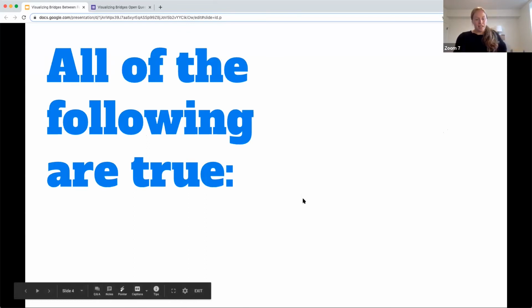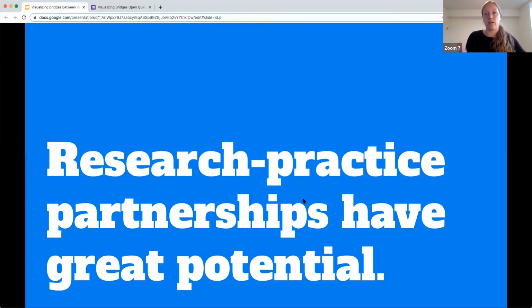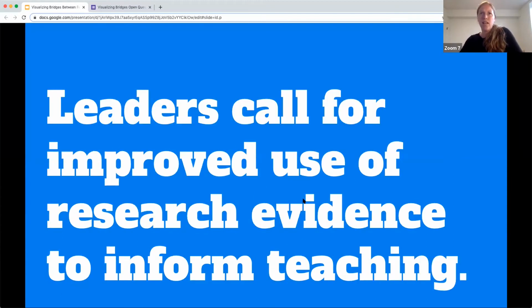These are the truths that we know. All of the following things are true. Research practice partnerships have great potential. There's a ton of agreement that a research practice partnership has a ton of potential to help support student learning and further research. Leaders on both sides, researchers and school or educational leaders, call for improved use of research evidence to inform teaching. That's also true.